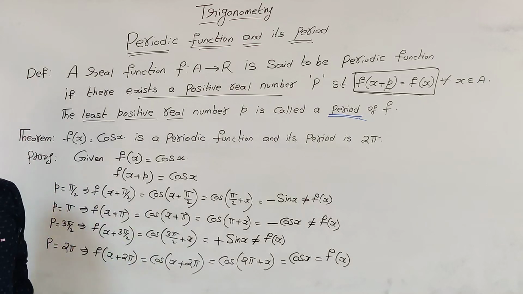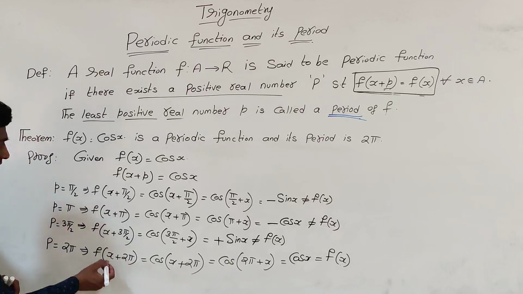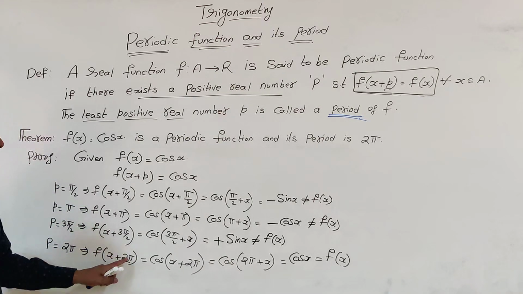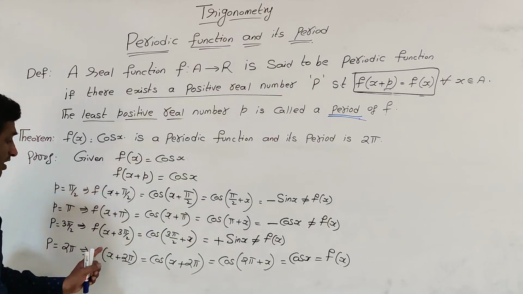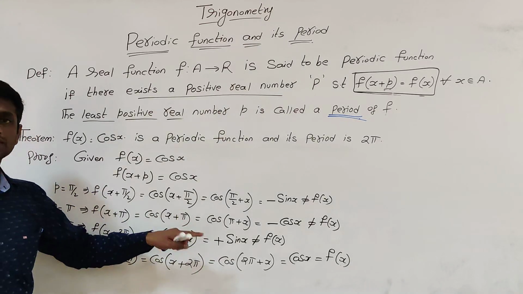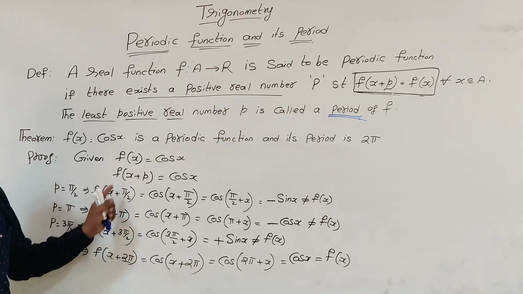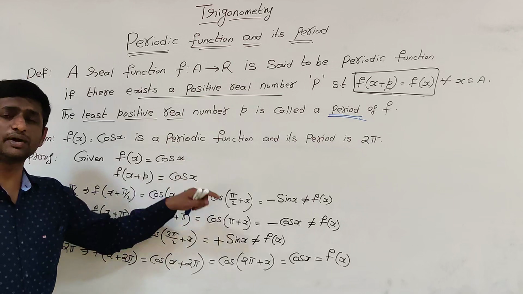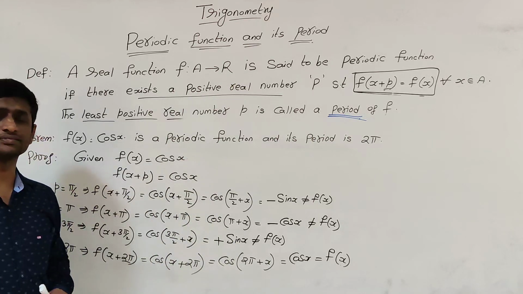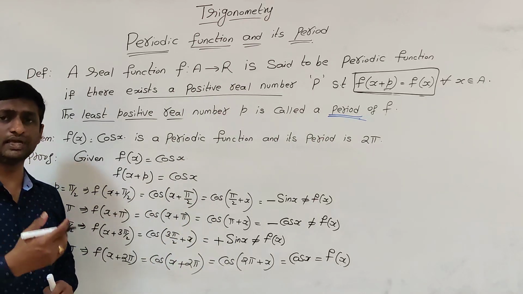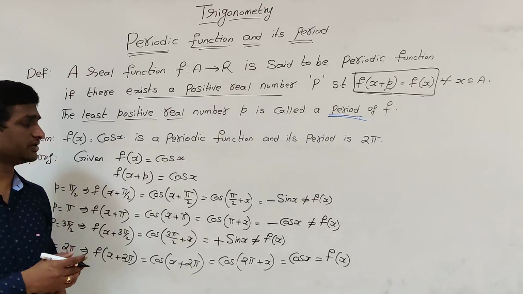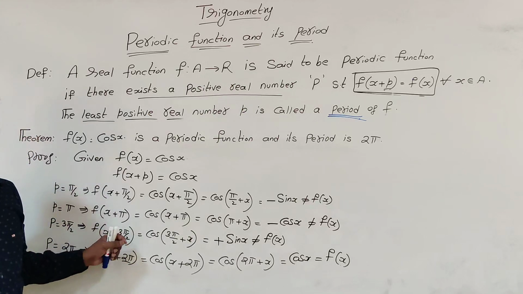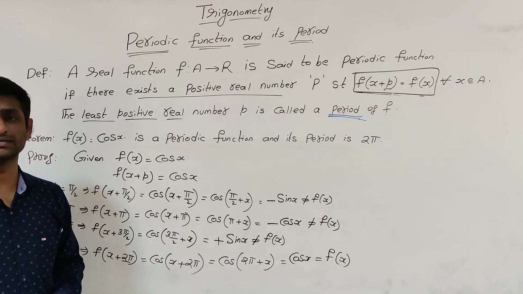And what is the period of cos x? Now, as we have seen, f of x plus 2 pi is cos x. F of x plus 4 pi is also cos x. Cos of x plus 6 pi will also be cos x. Cos of x plus 8 pi is also cos x, and so on. But among these p's, the least is 2 pi. So the period of cos x is 2 pi.